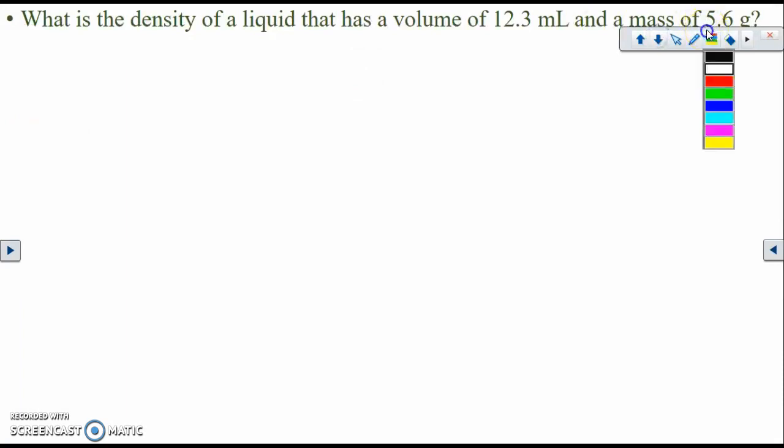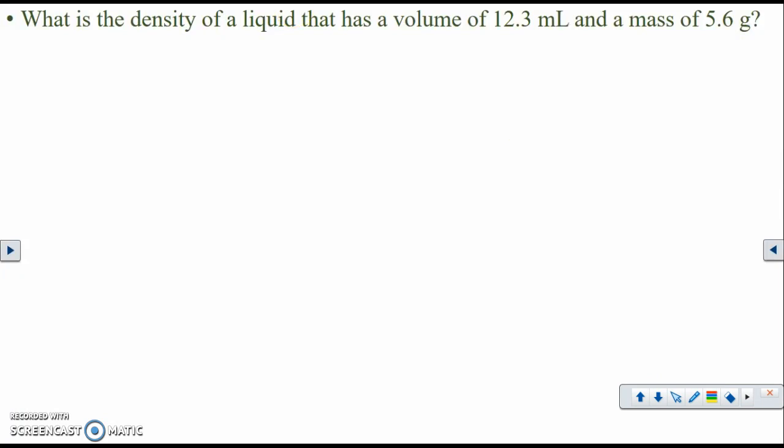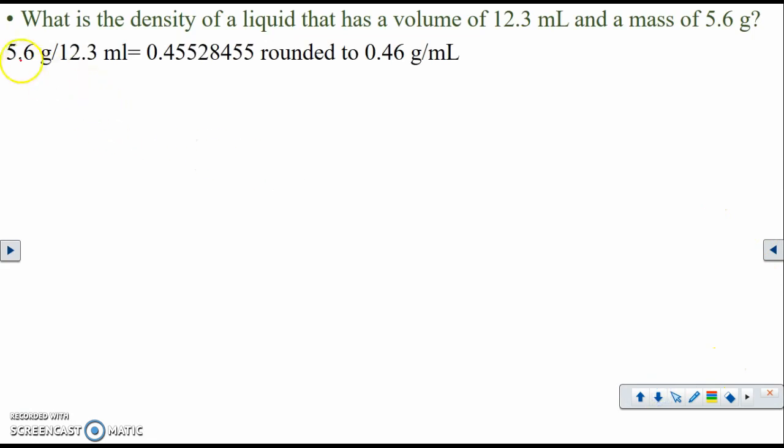So here's the first question, and I probably should move this so that you don't get bogged down. What is the density of a liquid given the volume and the mass? So again, from the density pyramid, you should understand that density is always mass over volume. And FYI again, you can divide any unit of mass over any unit of volume. So what is the answer to this? We do the math. We do 5.6 grams over 12.3 mils.